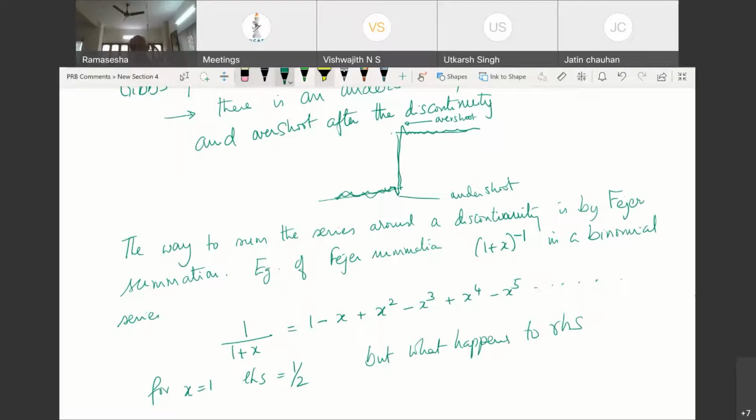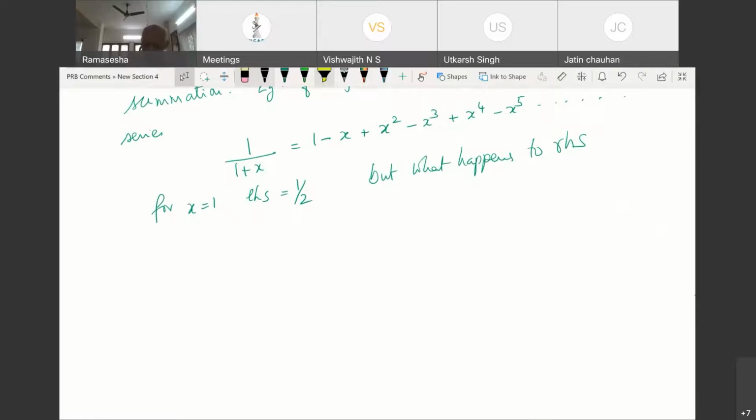So what I can actually do in this case is take the partial sums and define them. S1 is just the first term, 1. S2 is equal to 1 minus 1, that is equal to 0. S3 is equal to, at x equal to 1, 1 minus 1 plus 1, which is equal to 1. S4 is equal to 0 and so on and so forth.